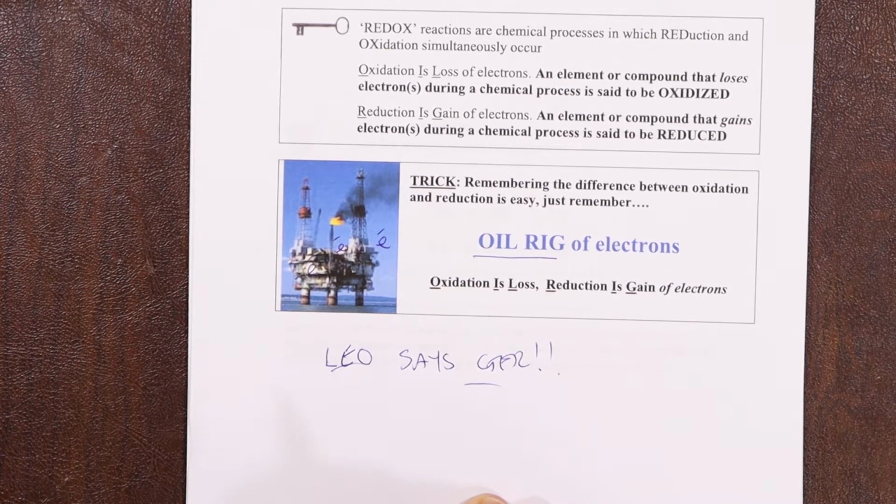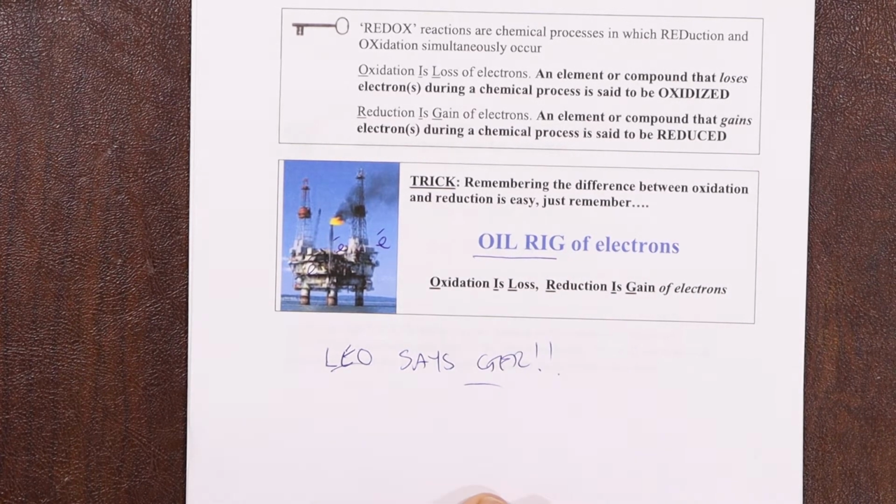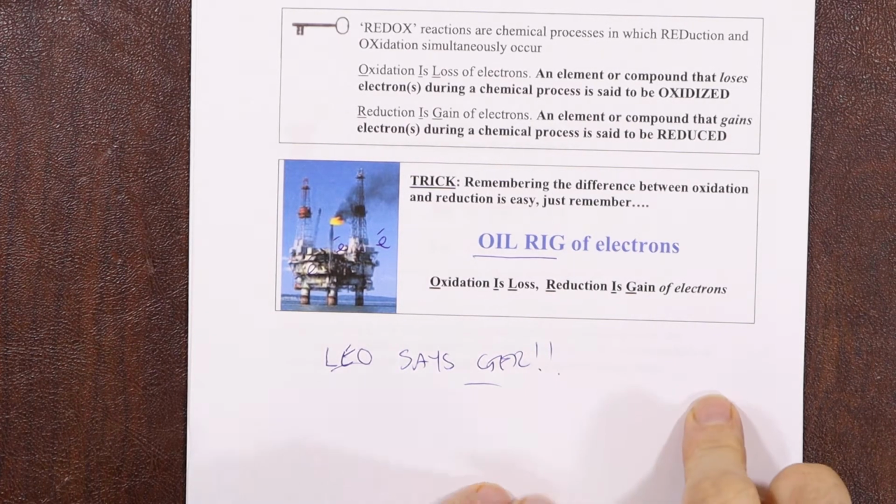The trick with electrochemistry in general is just keeping the definition straight. If you always remember oxidation is loss of electrons and reduction is gain of electrons, you don't get the two processes mixed up, because it's very, very easy to mix up the two processes. So always have that in your mind.